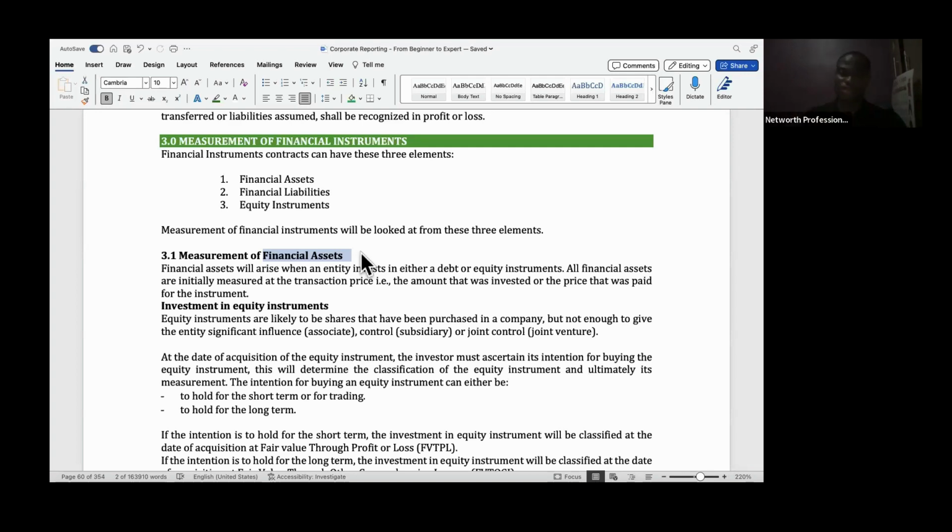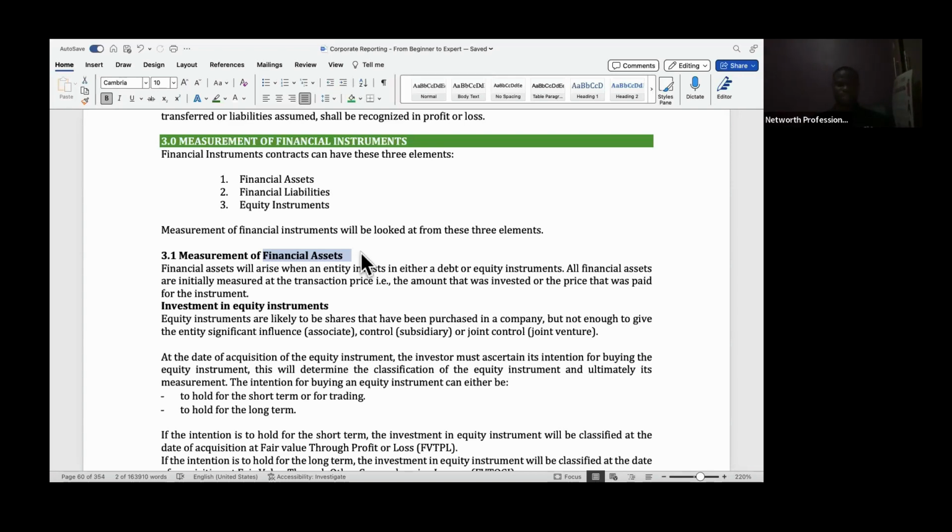The focus for today is not going to be the first one, which is cash. Yes, cash is a financial asset, but how do you measure your cash? How do you determine how much you put in your books for your cash? Your cash is your cash. If you have cash in hand of 50,000, it's 50,000 you put in your books. If you have cash in bank of 100,000, it's 100,000 you put in your books. So your cash is measured at your cash, right?